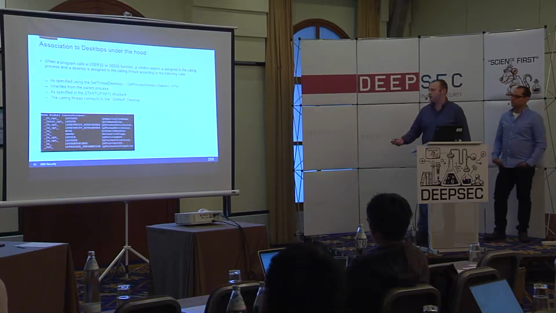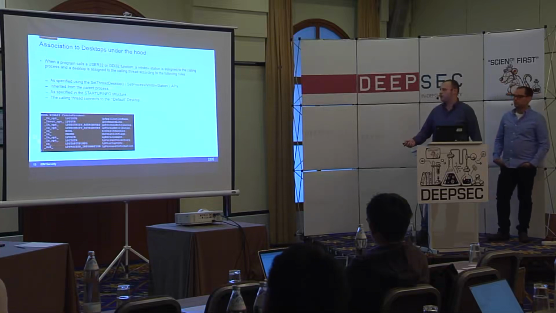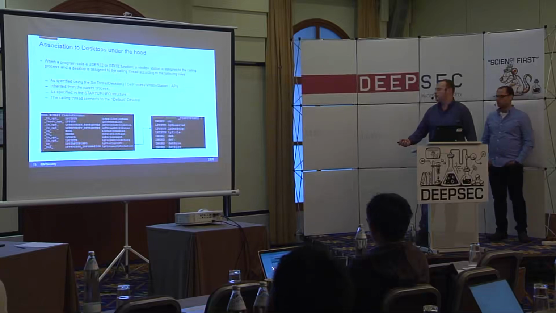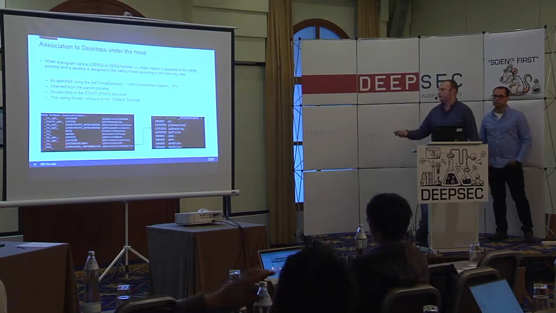Whenever you create a new process, one of the parameters that you put into it is the startup information structure, and this structure contains the name of the desktop that you want to assign your process to.